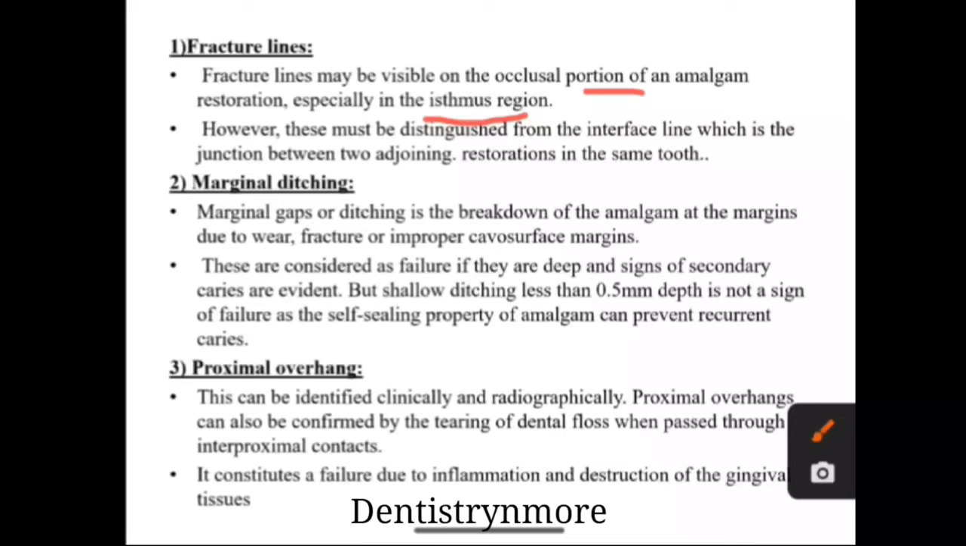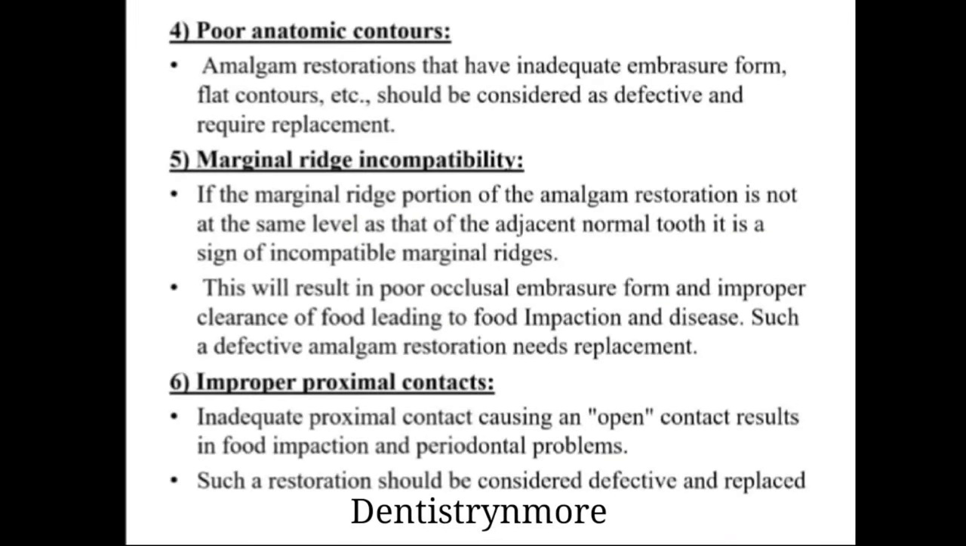Next one is marginal ditching. It is a gap or breakdown of the amalgam at the margins due to any fracture or improper cavosurface margins. Next one is proximal overhang. It may be detected by tearing of dental floss when it is passed through the interproximal contacts. Next one is poor anatomic contours: a restoration which has inadequate embrasure forms or flat contours can be considered defective and requires replacement. And also there is marginal ridge incompatibility and improper proximal contact.